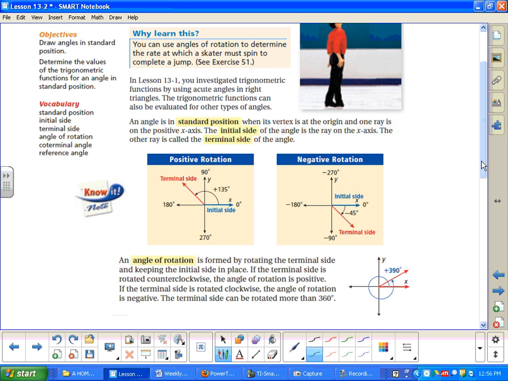The initial side of the angle is on the positive x-axis, and the other ray is called the terminal side. So we have the initial side here for this angle of positive rotation, which goes counterclockwise. If it has negative rotation, then it's going to go clockwise. So positive angles go counterclockwise, negative angles go clockwise.